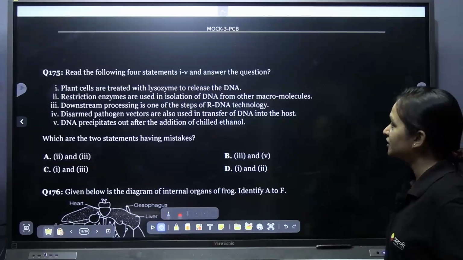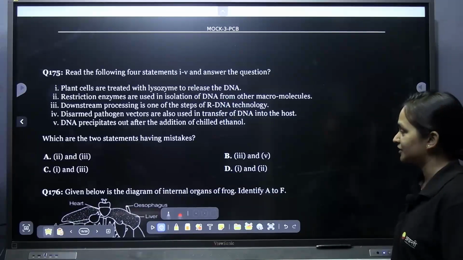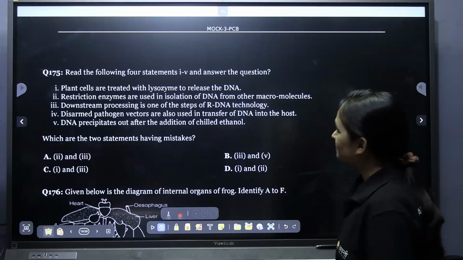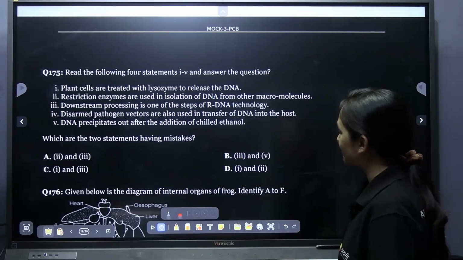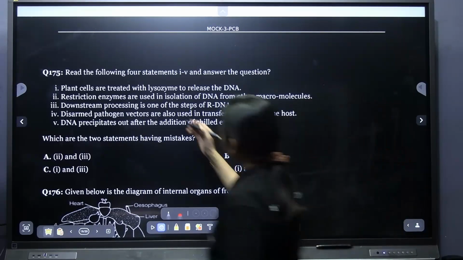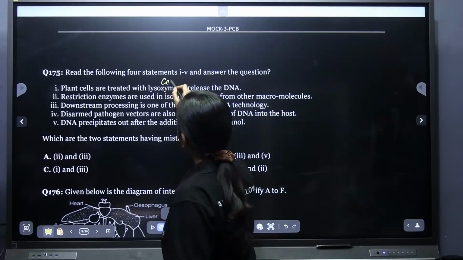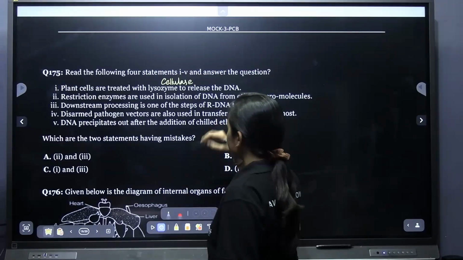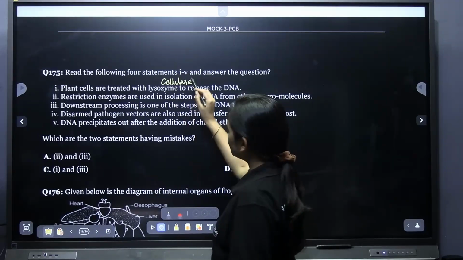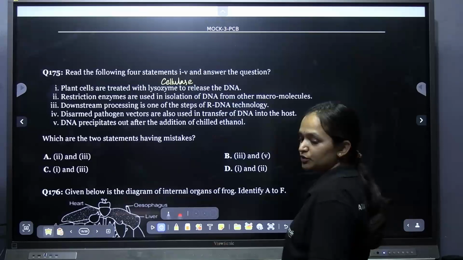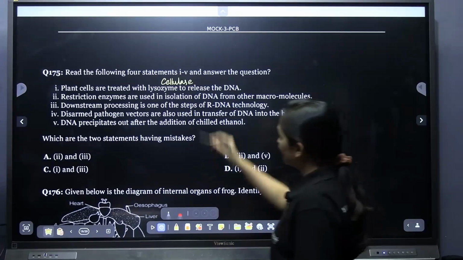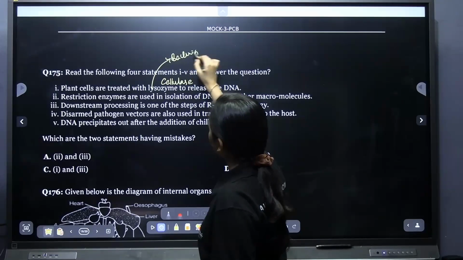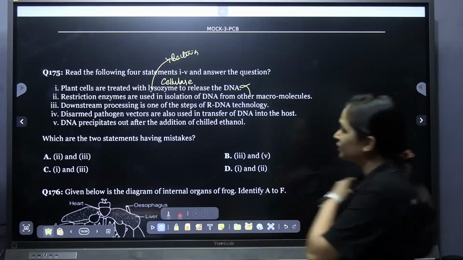Read the following statements 1 to 5 and answer the question. Lengthy paper, yes. Plant cells are treated with lysozyme to release DNA. No, plant cells are actually treated with cellulase, because the cell wall is made up of cellulose, right? Lysozyme, in which type of cells do we use lysozyme? For bacteria, which means this statement is wrong.